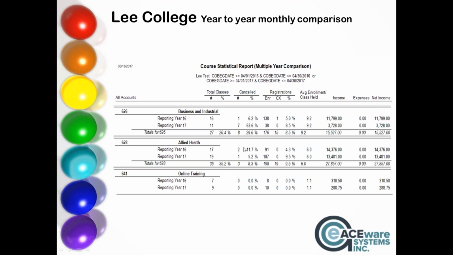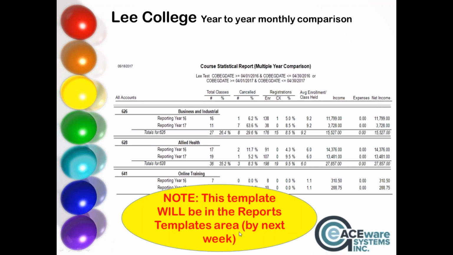So again, that's a report that was created. Manuel exported that, sent it to me, and we're going to put this template in the reports template area. I was thinking by next week. Cheryl was working on it this afternoon. It could well be there by the time we're done with the webinar today. So that'll be called, I think, the monthly comparison, year-to-year, multiple year comparison.